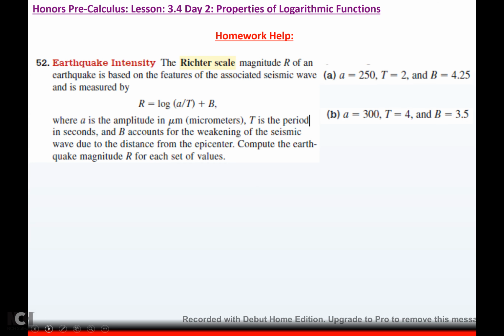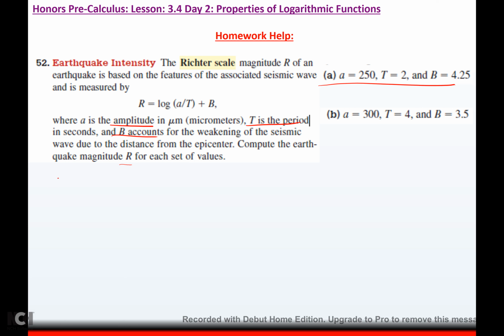Earthquakes. The Richter scale magnitude R of an earthquake is based on the features of the associated seismic wave and is measured by the Richter scale value. R, the magnitude of the earthquake, is log of A, which is the amplitude, divided by T, which is the period, plus B, which accounts for the weakening of the seismic wave due to the distance from the epicenter. Compute the earthquake magnitude R for each set of values.